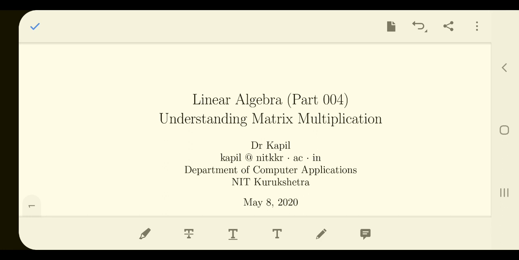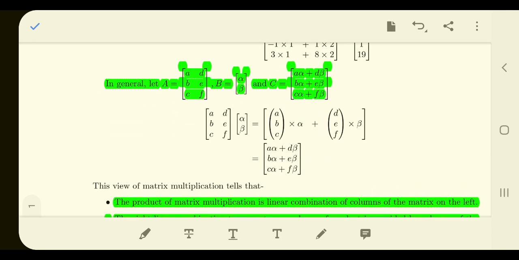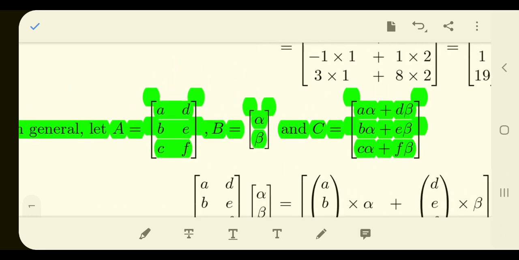So we will try to understand the two views of matrix multiplication. One is the column view, another is the row view of matrix multiplication. This part is dedicated to this understanding. Let's suppose that I have two matrices A and B, and now you want to multiply them. This is what we usually do: A times alpha plus D times beta gives the first row, B times alpha plus E times beta will give you the second row, and C times alpha plus F times beta gives you the third row of the product matrix C.